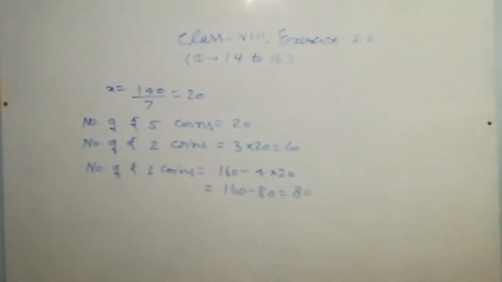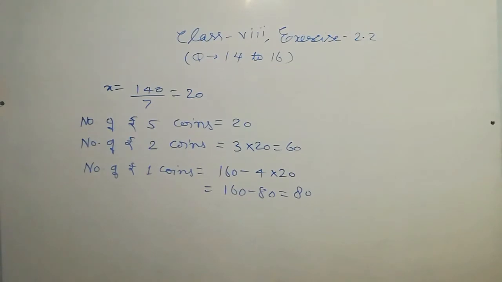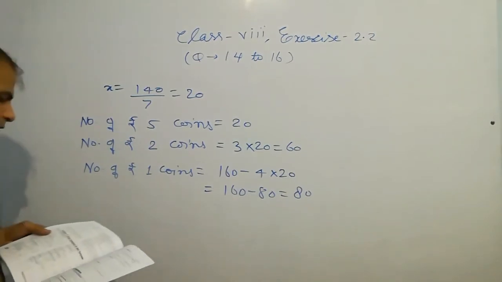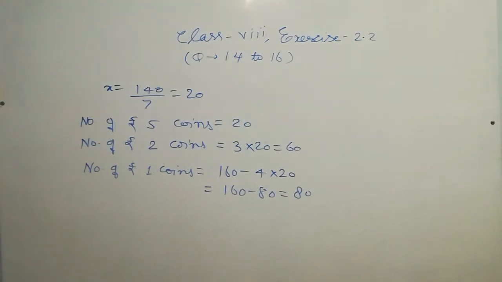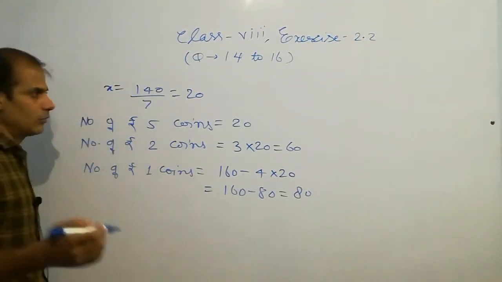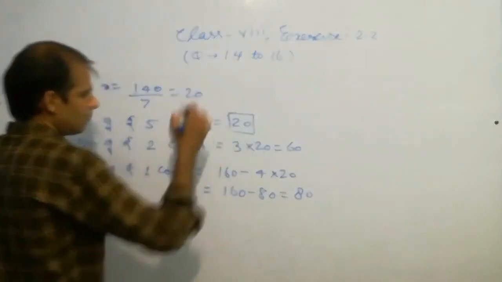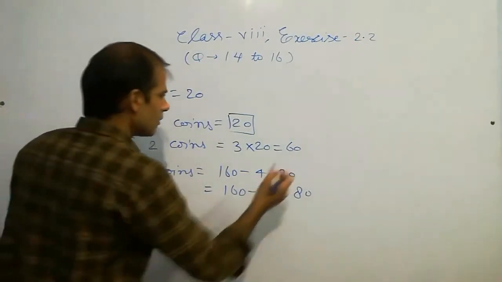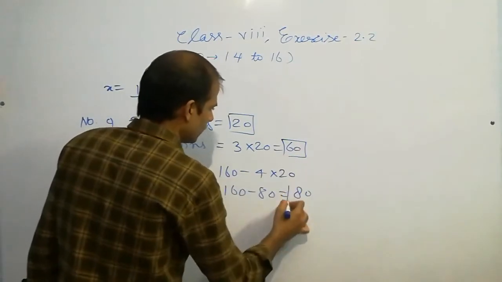Okay. And the answer of question number 15, exercise 2.2, is: number of rupee 1 coins is 80, number of rupees 2 coins is 60, and number of rupees 5 coins is 20. So the answer is 20, 60 and 80. I want to tell you something. You can highlight your answer. Make a square around the values.